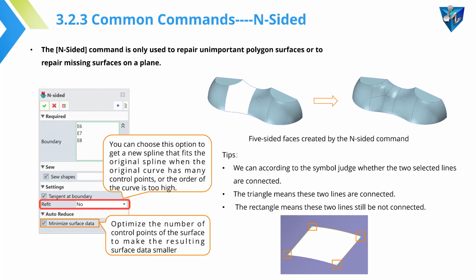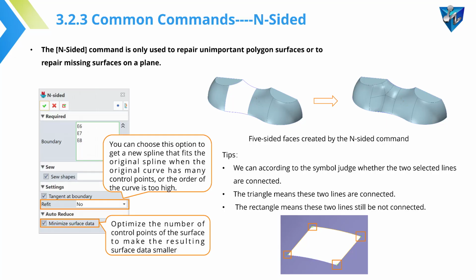The next option is refit. You can check this option to get a new spline that fits the original spline when the original curve has many control points, or the order of the curve is too high. The final option is minimize surface data. It is a very common option in surface commands. It means making the data of the created surface smaller. After introducing the options of the n-sided command, there are some tips I want to show you. You can judge from the symbol whether the selected edges are connected or not. If you see the triangle, it means these two lines are connected. The rectangle means the lines are not connected.